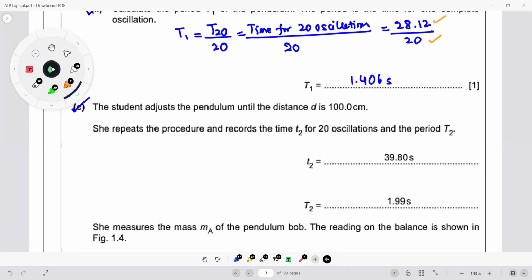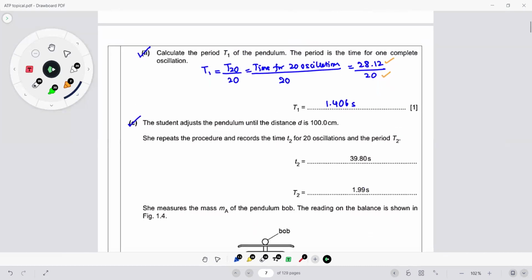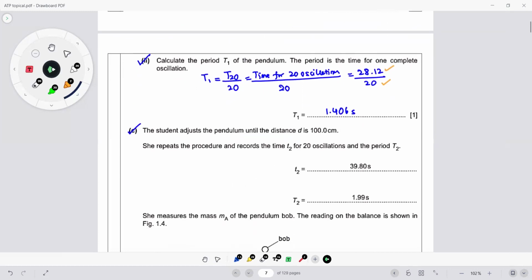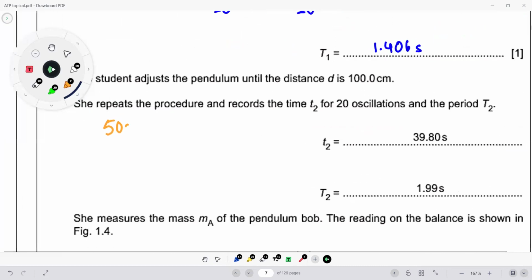Now, the student adjusts the pendulum until the distance is 100 centimeters. It was 50 centimeters. Now it is 100 centimeters. She repeats the process and records the time T2 for 20 oscillations and the period T2. Sir, अगर 50 centimeter पे था, तो हमें 28.12 seconds मिल गए थे. I just want to draft a relationship between distance and the number of oscillations. If it was 50 centimeters, you completed 20 oscillations in 28 point something seconds. So it's 28.12 seconds, right?